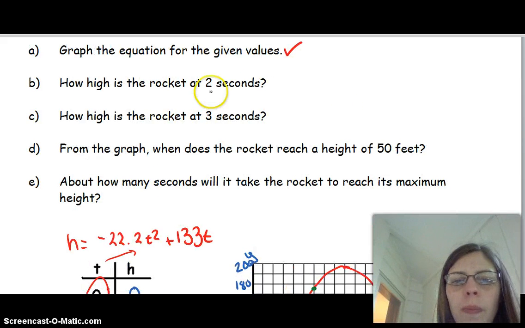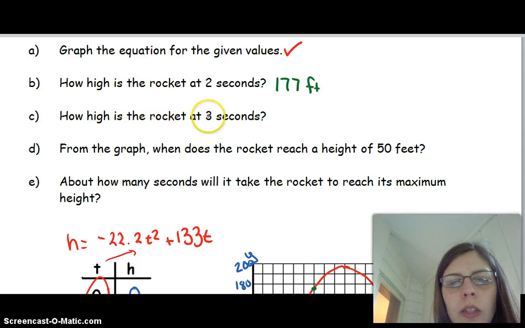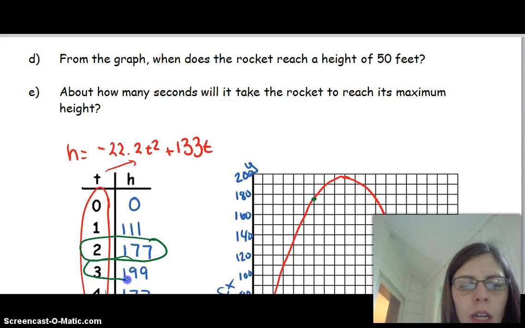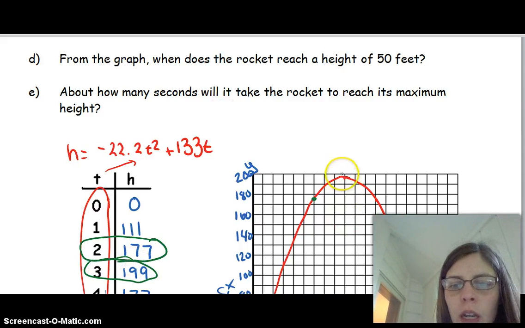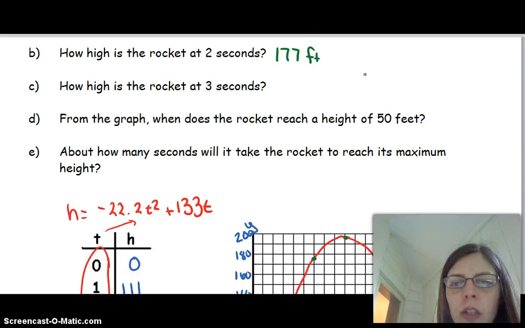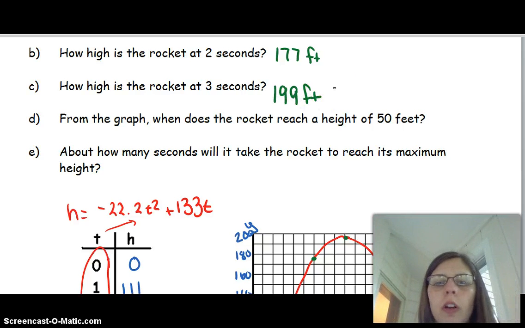So how high is it? 177 feet. How high is the rocket at 3 seconds? I've got that one right underneath it. It's at about 199. I look at my graph. Is that correct with my graph? Yep, it's correct. So at 3 seconds, my rocket is 199 feet. From the graph, when does the rocket reach a height of 50 feet?